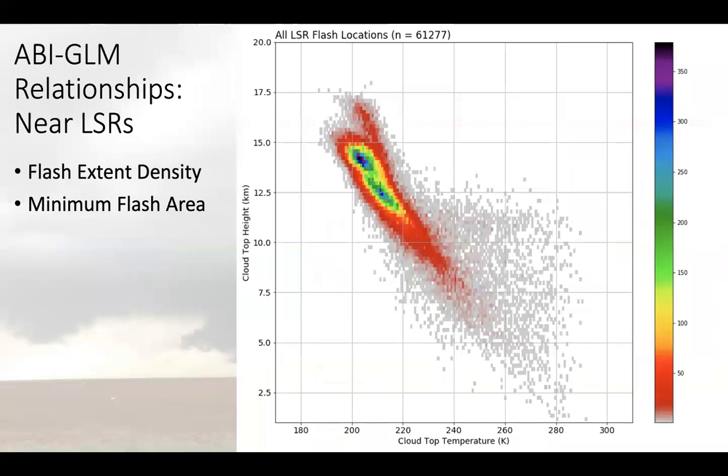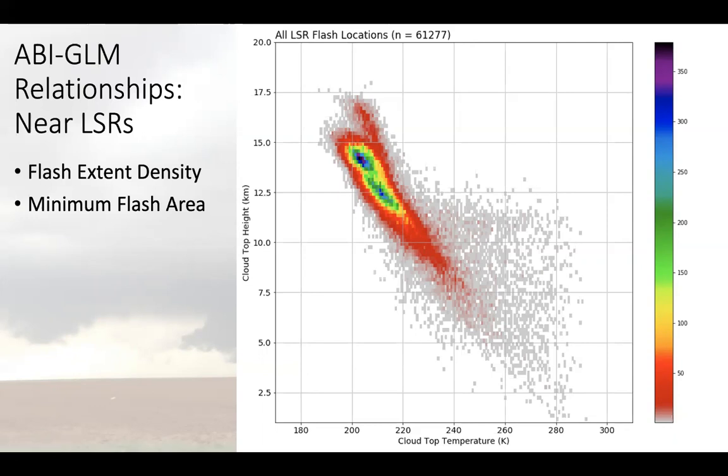So if we go back to that same 2D histogram from before, we can already see some differences, along with the reduced sample size, of course. What we can see is the maxima has shifted considerably, up to around 200 Kelvin and right around 14 kilometers with that center. So we've had a large upward shift in our data.